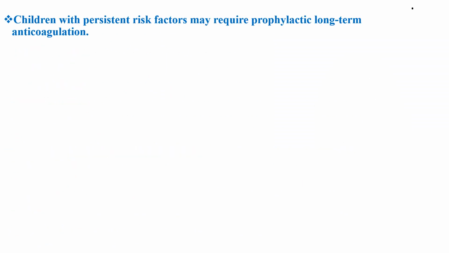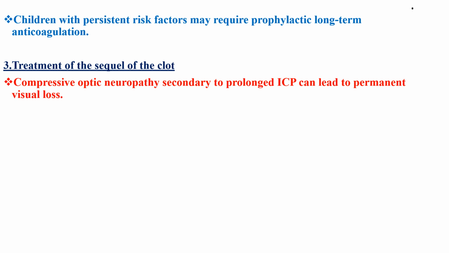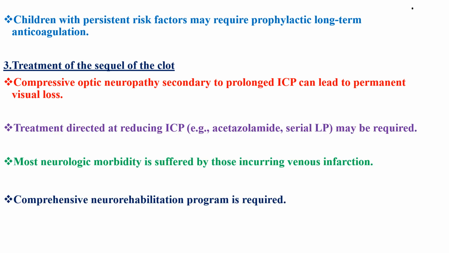Children with persistent risk factors may require prophylactic long-term anticoagulation. The third is treatment of the sequelae of the clot. Compressive optic neuropathy secondary to prolonged ICP can lead to permanent visual loss. So this needs following a child with signs of increased ICP, and early management may prevent this. Treatment directed at reducing ICP, such as acetazolamide or serial LP, may be required.